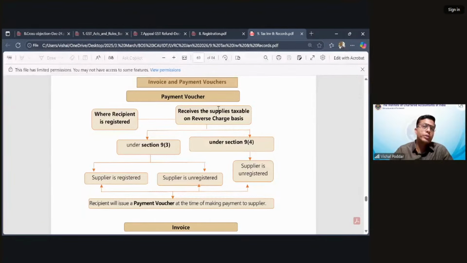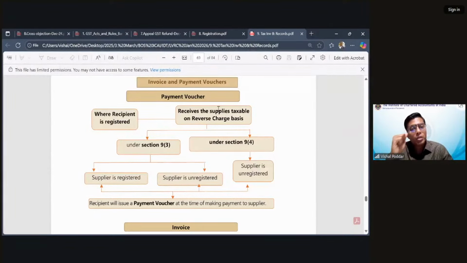So the law requires me to issue an invoice on myself. My supplier is not giving me an invoice, so I will be creating an invoice on myself for this RCM transaction. That invoice which I am creating on myself is called a self invoice, where I am creating an invoice on myself to report that RCM transaction. That is the first point.